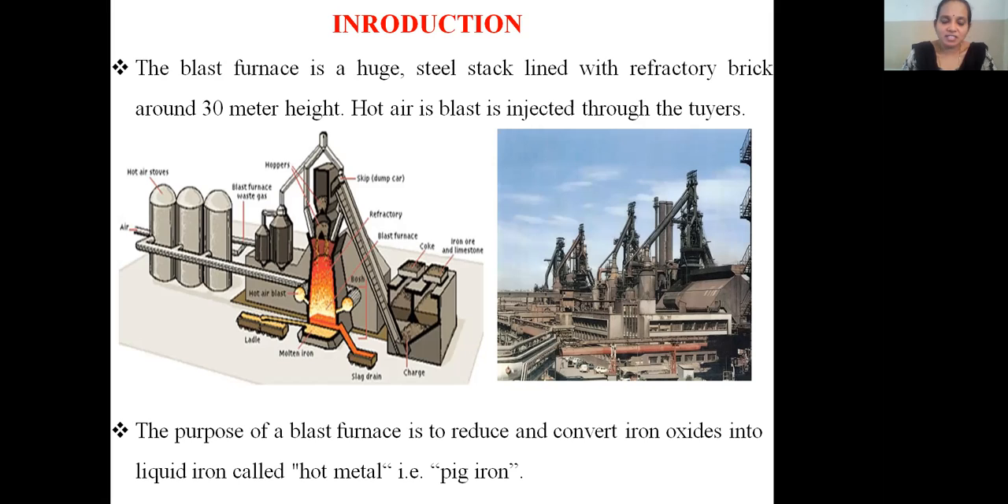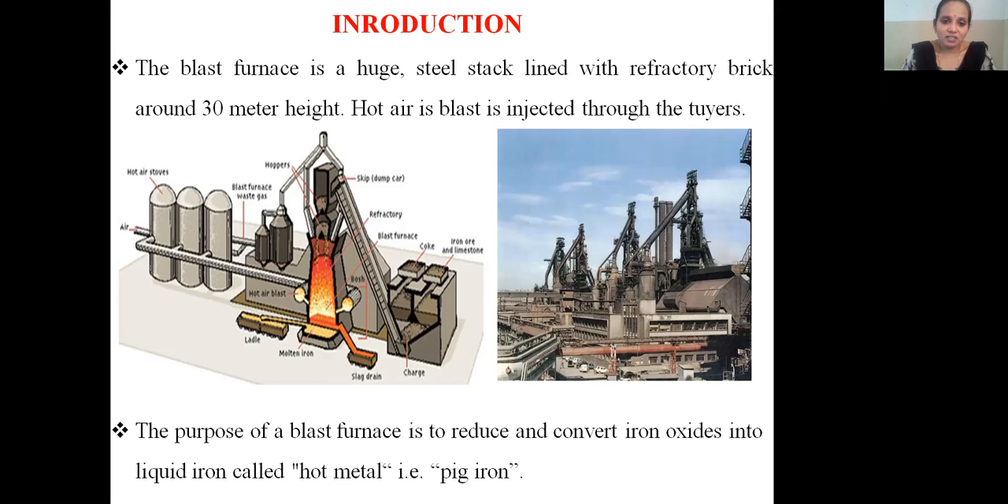The blast furnace is a huge steel stack lined with refractory bricks. The height of the blast furnace is around 30 meter, and it has water cooling facilities. It is a welded steel plate construction with a thickness of refractory lining. And air is injected. That air is preheated to around 1200 to 1300 degrees Celsius and injected into the blast furnace under pressure through the tuyeres, which acts as an oxidizing agent.